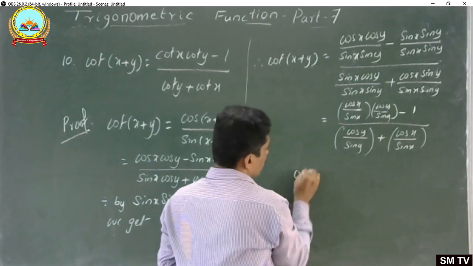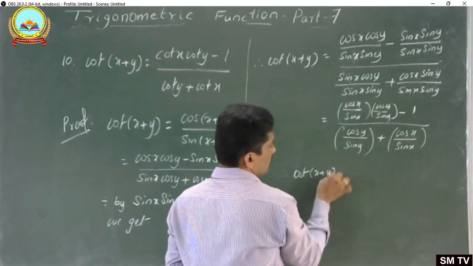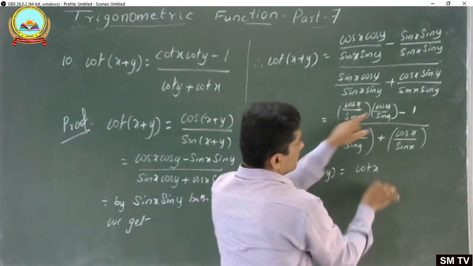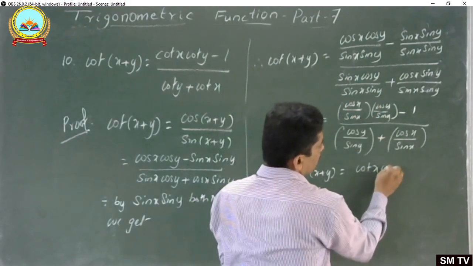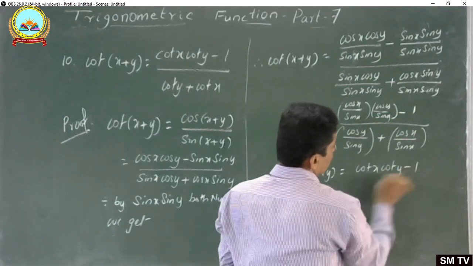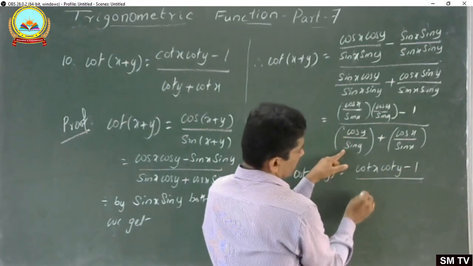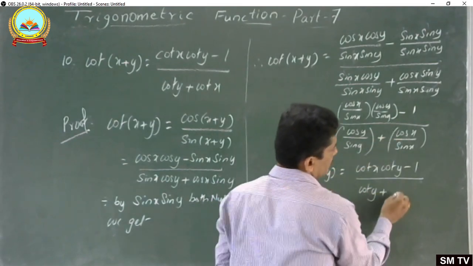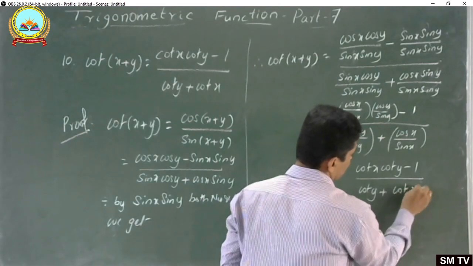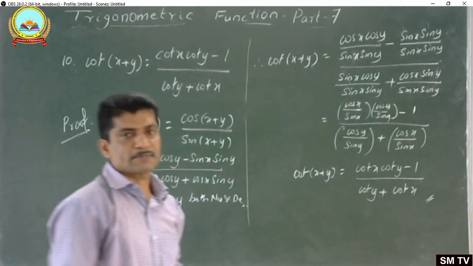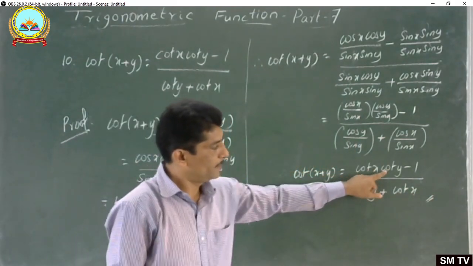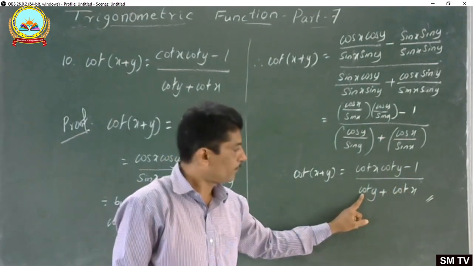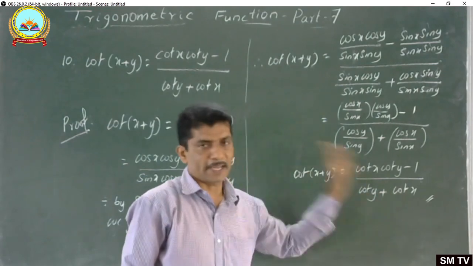Therefore, we write cot of x plus y is equal to cos divided by sin, which means cot of x, cos y divided by sin y means cot of y, minus 1, divided by cos of y divided by sin of y means cot y, plus cos of x divided by sin of x means cot x. Therefore, cot of x plus y is equal to cot of x into cot of y minus 1 divided by cot of y plus cot of x.